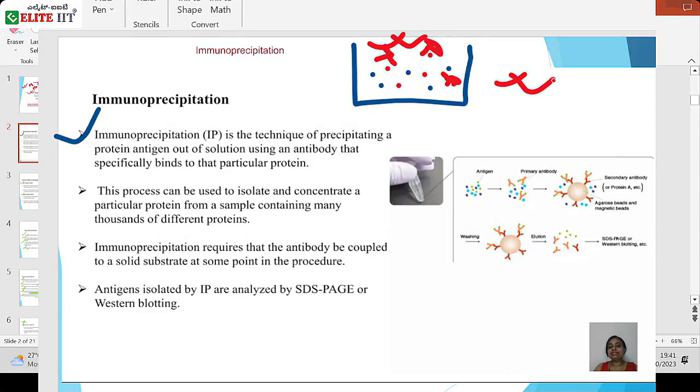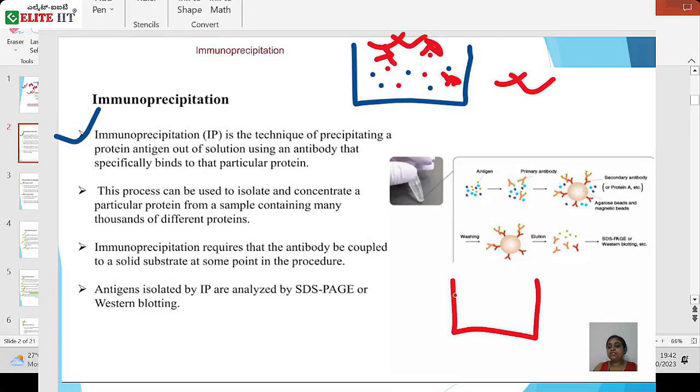You are concentrating the sample. If you know about the protein precipitation technique, ammonium sulfate precipitation is done, and if you add acetone in the media, if protein is present, acetone can precipitate protein, alcohol can precipitate protein. So in that case, we do the precipitation process in order to concentrate the sample.